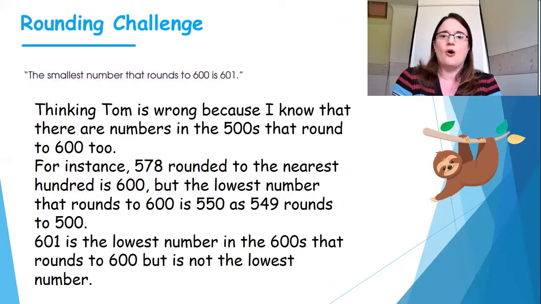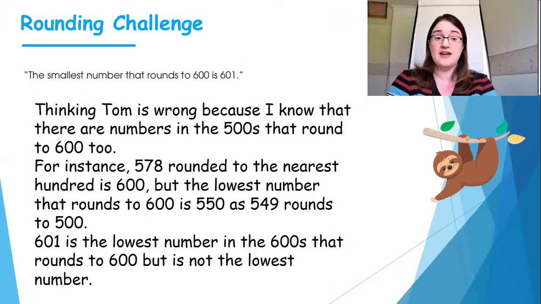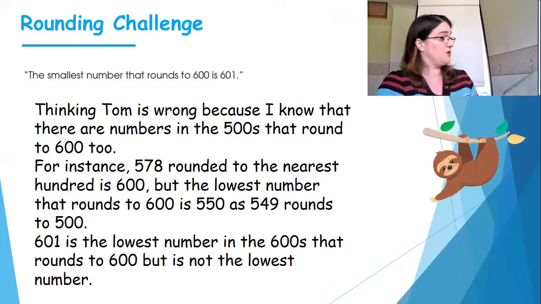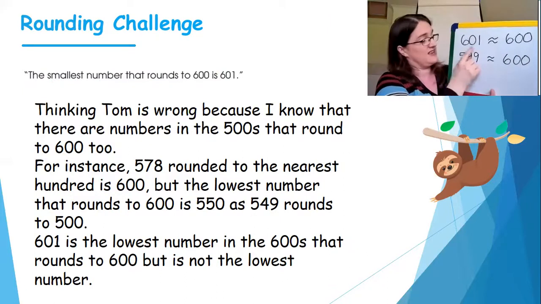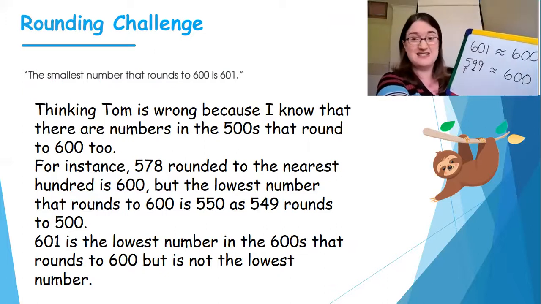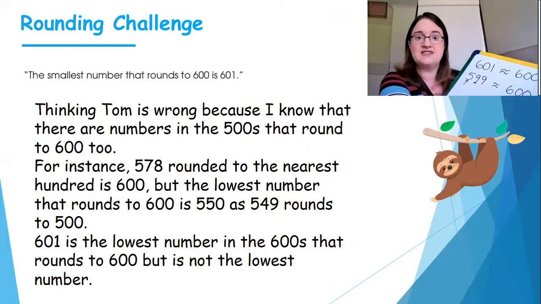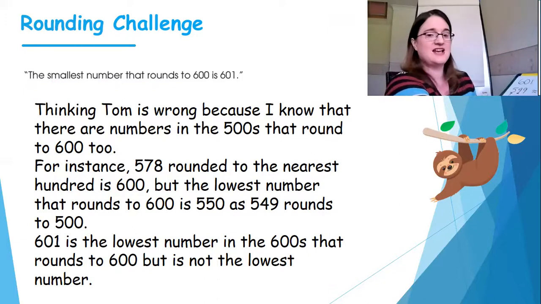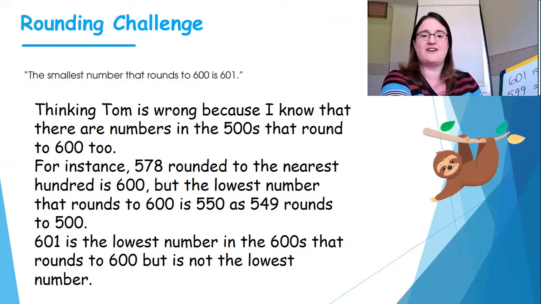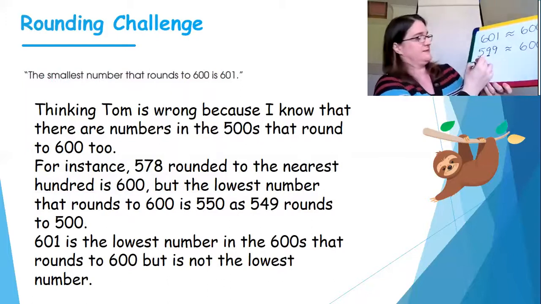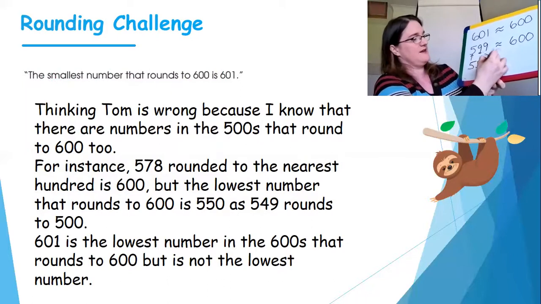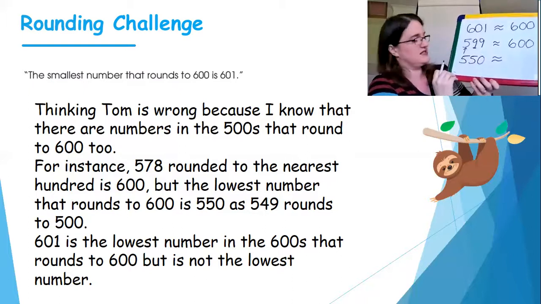Thinking Tom is wrong, because I know that there are numbers in the 500s that round to 600 too. And I found that out straight away, didn't I? Because this number was in the 500s and it rounded to 600, so he can't have been right. And I said, for instance, 578 rounded to the nearest 100 is 600. But actually, I found an even lower number. The lowest number that rounds to 600 is 550. Okay, and I know that that one's the lowest. If I take 550, let's double check that I'm right about it rounding to 600. Let's have a look.